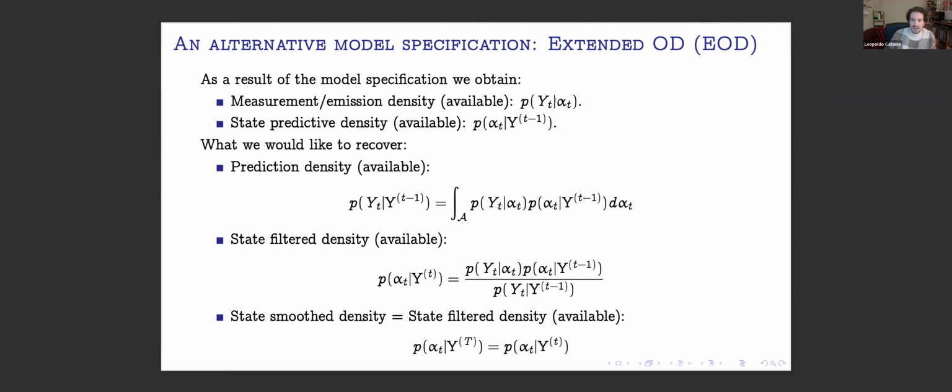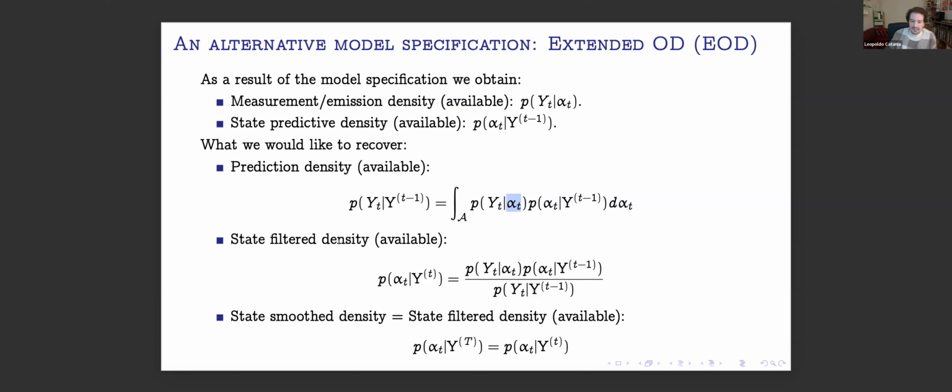So the model really specifies these two distributions here. And then what we would like to recover is the prediction density. For example, if we want to construct a likelihood function, this is available by solving this integral here. Note that this is one integral. It's not like in parameter-driven specifications where we need to integrate out all past state variables. Here we only need to integrate out this alpha t. And many times this integral is available in closed form.